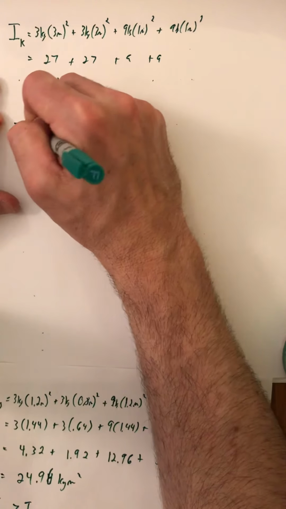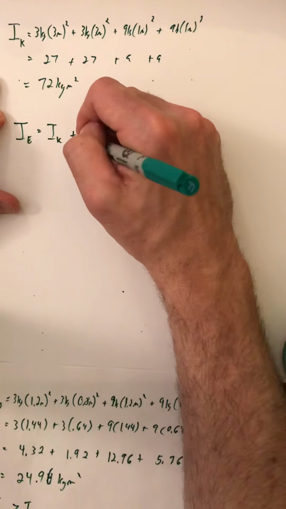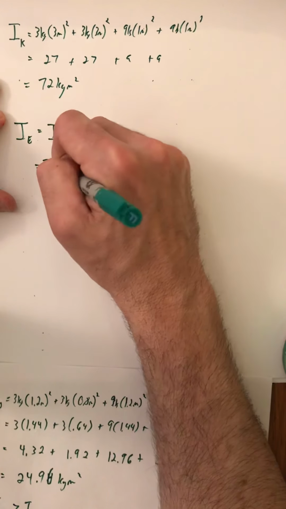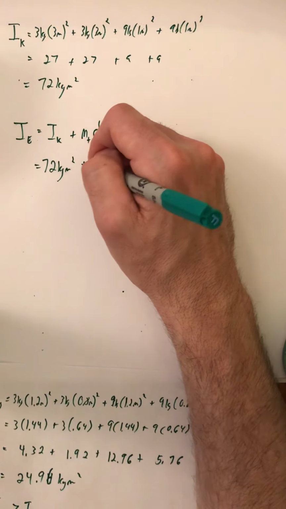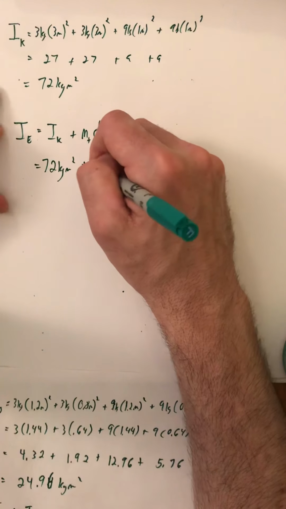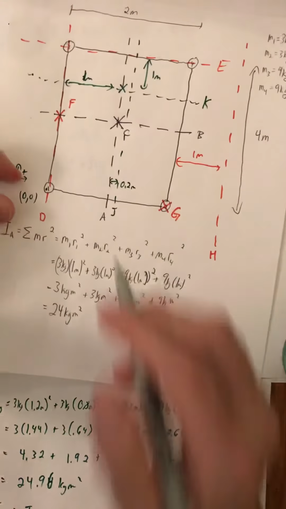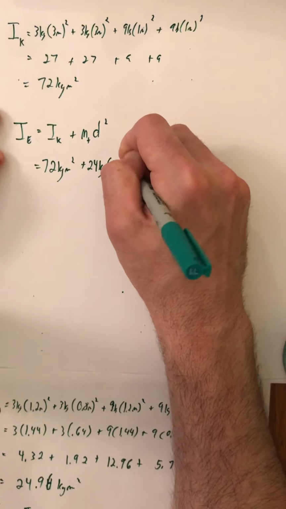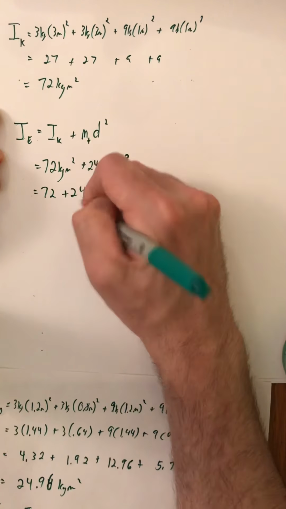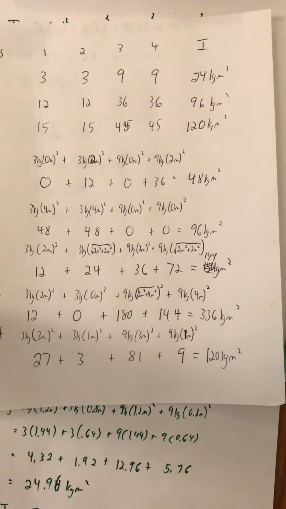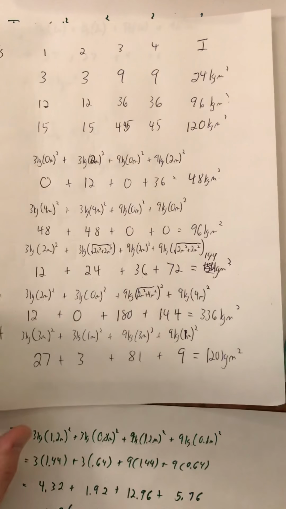So that's our ICOM through our horizontal axes. So therefore, IE should equal IK, which is the ICOM, plus the total mass of what I'm using the parallel axis theorem on, times d squared. So that'd be 72 kilogram meters squared plus the total mass, which we agreed before was, wow, can't even remember, 24 kilograms. And then what is the shifting factor? Well, if we look at that, the shifting factor from the COM up to axis E is 1 meter. So I'll put 1 meter quantity squared there, and I get 72 plus 24, or 96 kilogram meters squared for axis E. And if I go back to my table, you will find that axis E is indeed 96 kilogram meters squared.